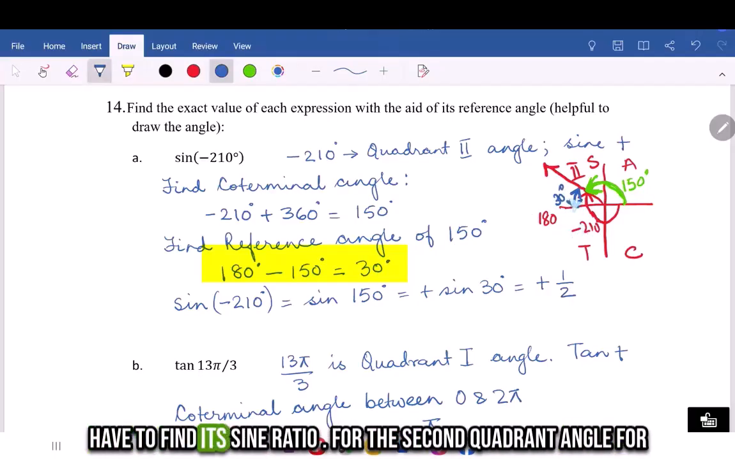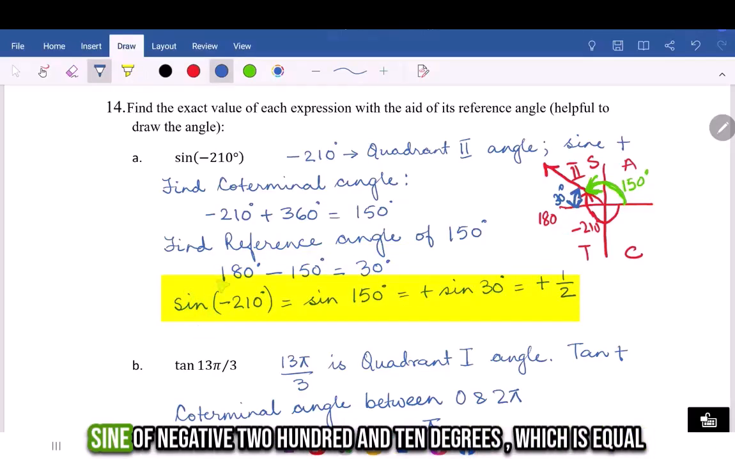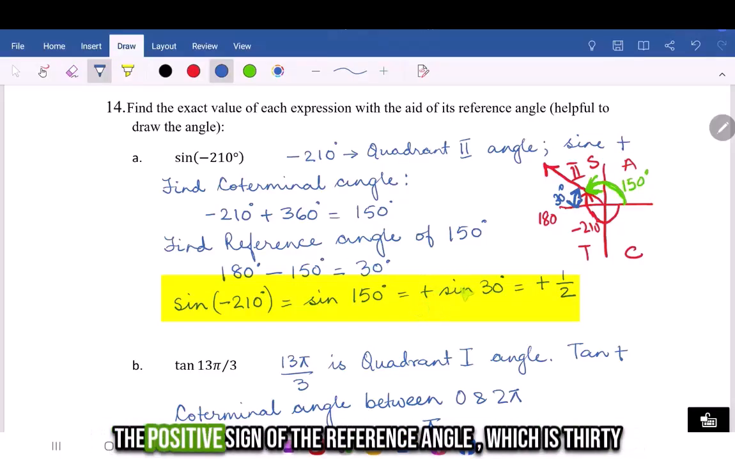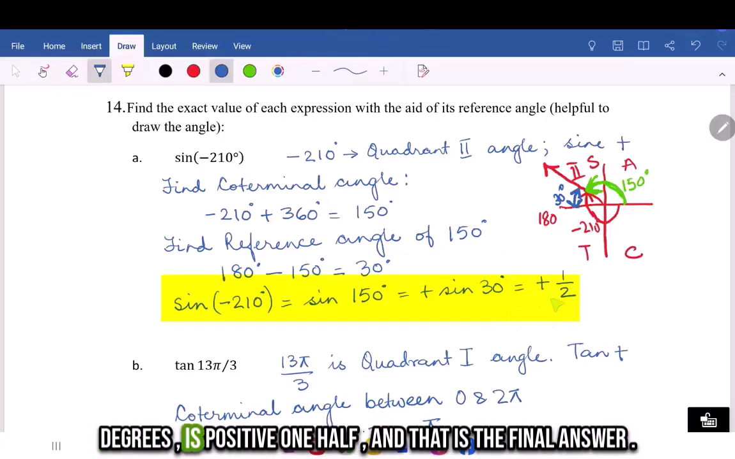Now we have to find its sine ratio. For the second quadrant angle, sine of negative 210 degrees is equal to sine of 150 degrees, which will be equal to the positive sine of the reference angle, which is 30 degrees, is positive 1/2, and that is the final answer. All right.